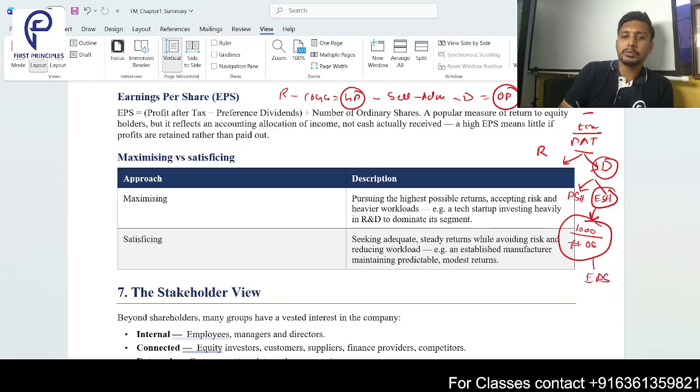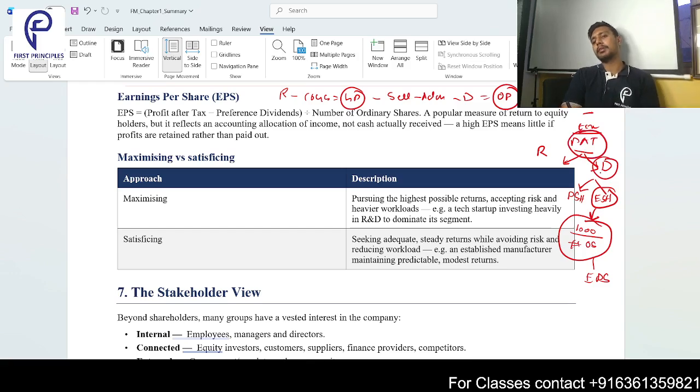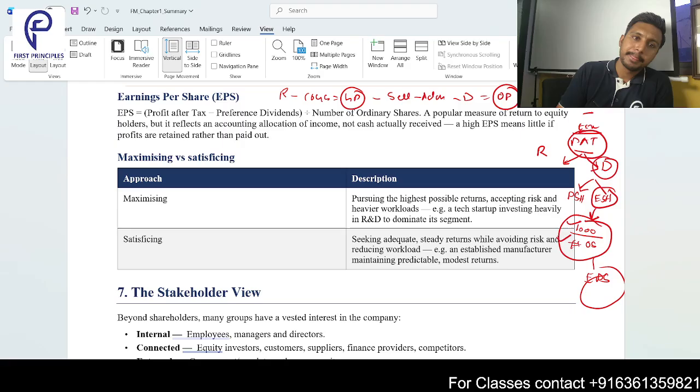How do you get your EPS? You start with your revenue minus COGS, gross profit, minus SAD, selling, admin, distribution, you'll get operating profit. From that, remove your interest, you'll get PBT. From that, you remove your tax, you'll get PAT. From the PAT, some part you will retain, some part you give as dividend. From the dividend, first you give to preference shareholders, then whatever is left is for equity shareholders. So you take that amount, divide it by the number of ordinary shares, you will get your EPS. Okay, so that is the meaning of EPS.